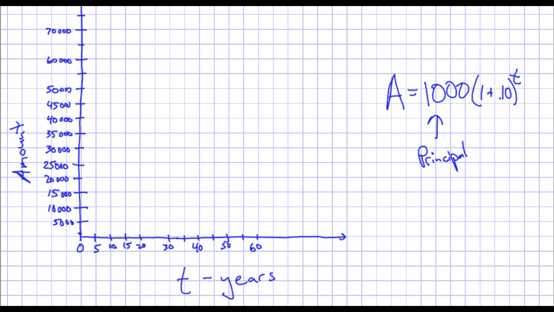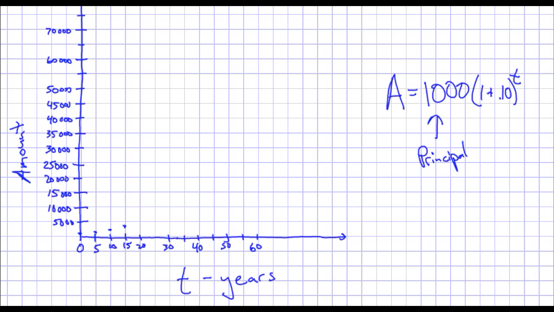After 5 years, it's only grown a tiny bit, and that's maybe that point right there. After 10 years, it's grown a little bit more. We're up to 2,500, 2,593. After 15 years, it's grown up to $4,177. So we're getting closer to 5,000, although so far that graph is not terribly exciting. It's growing pretty slowly.